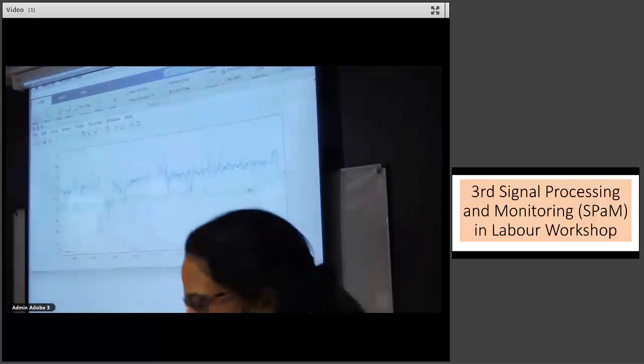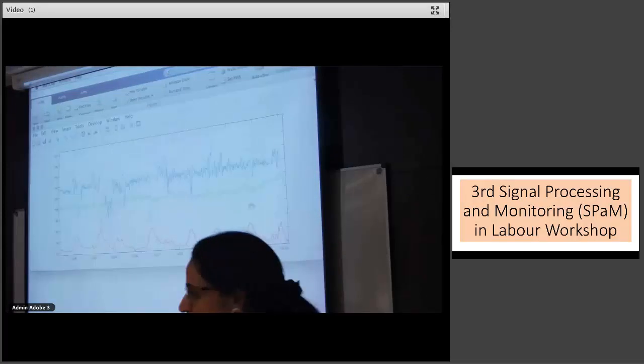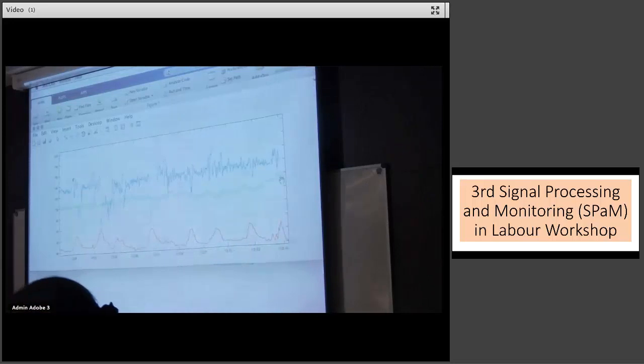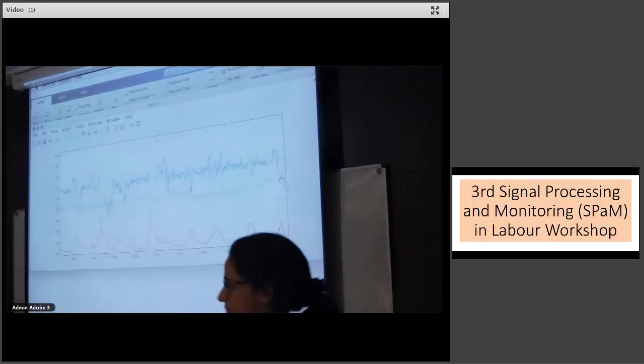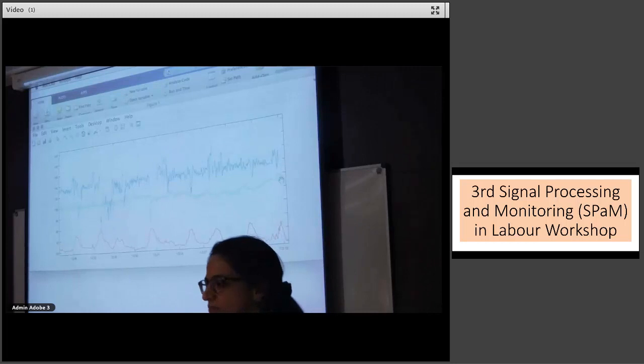In such a case, is this expected? Is this deceleration so deep and wide that we need to be cautious about it? We sometimes use amnio infusion. Is it one of the therapies you normally use? Yeah, usually we use it.